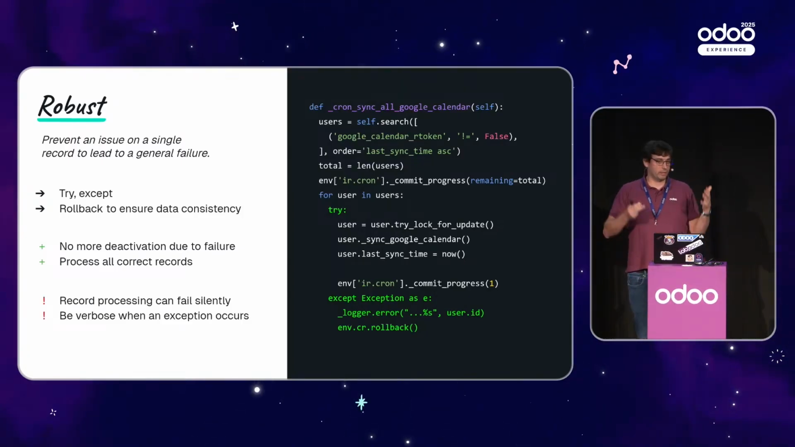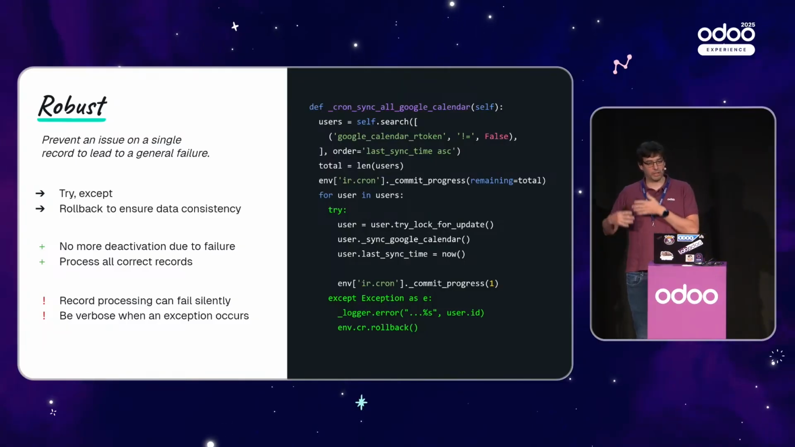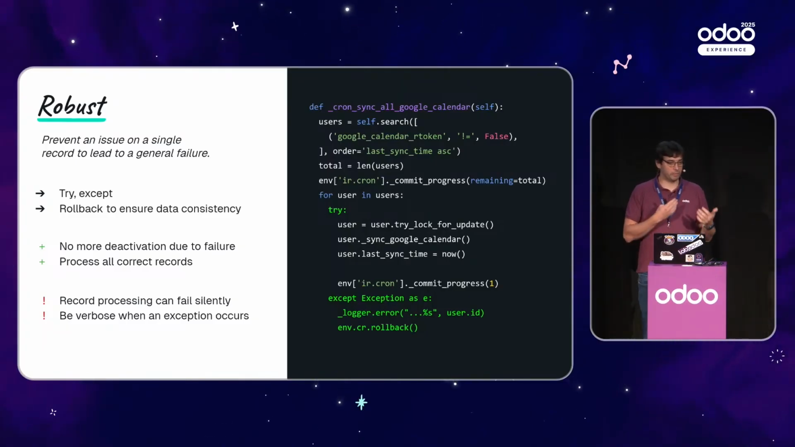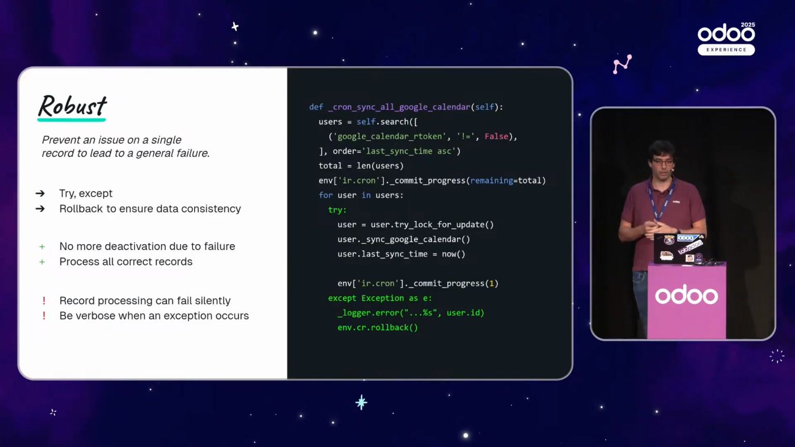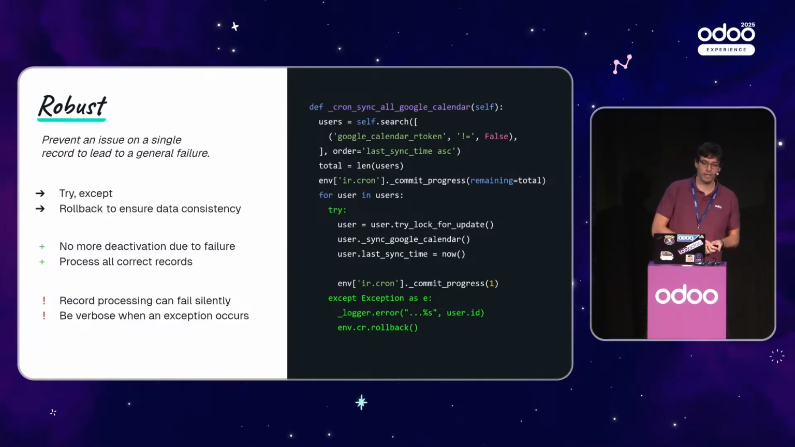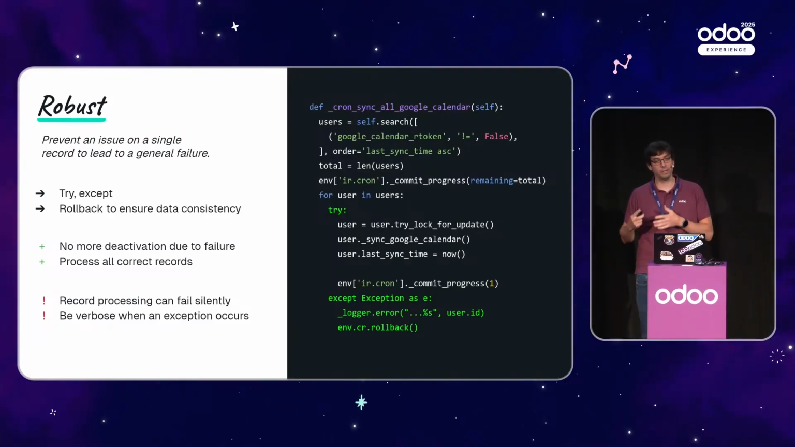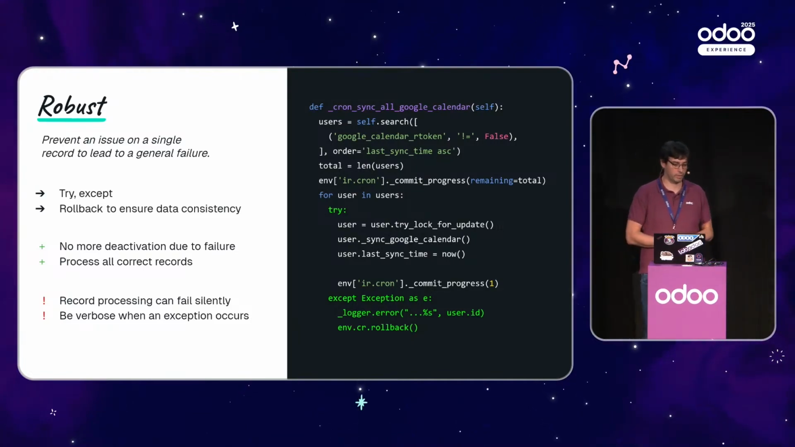But the problem with that, you have some records that fail silently because you are catching the exception. So be verbose about the error. You see here, I'm logging the error. And you can log as much information as you want. And you can use logger exception to have the traceback if you want.